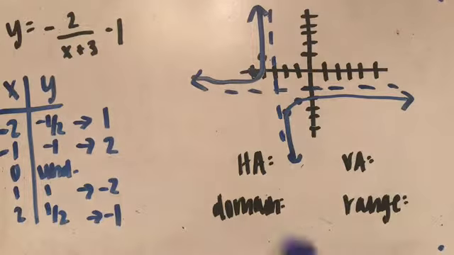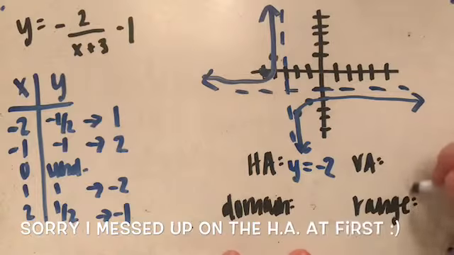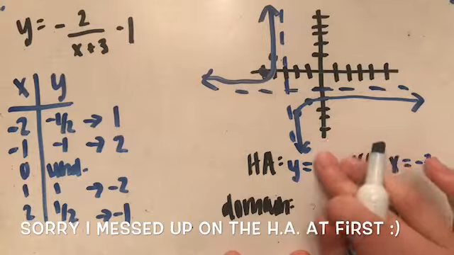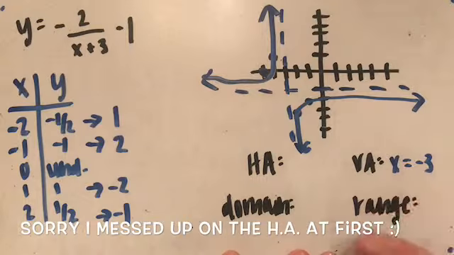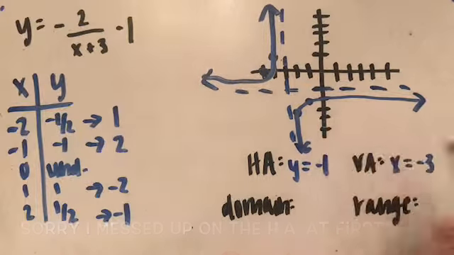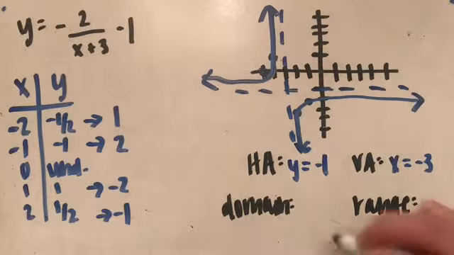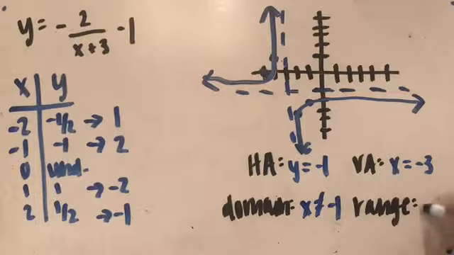From here, we can look at our asymptotes and say our vertical asymptote is x equals -3. Sorry, our horizontal asymptote is y equals -1. Our domain is x cannot equal -3, and our range is y cannot be -1.